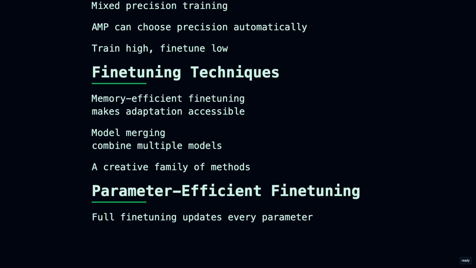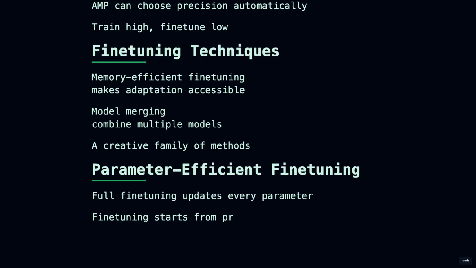Early on, models were small enough that people could simply update the whole model. That is full fine-tuning. Every parameter is trainable, just like in training, except you start from pre-trained weights instead of random ones. So the difference from training is not the optimization process itself. It's the starting point. Fine-tuning begins with a model that already knows useful patterns and then adapts that knowledge to a new task.